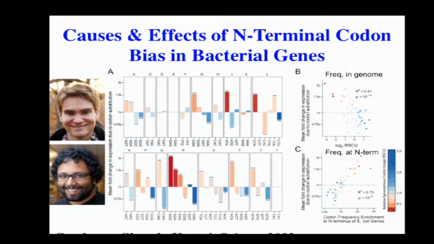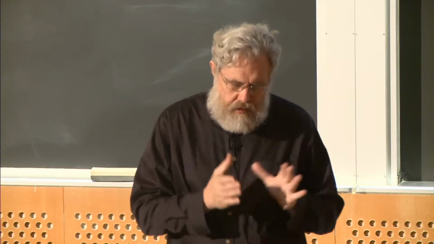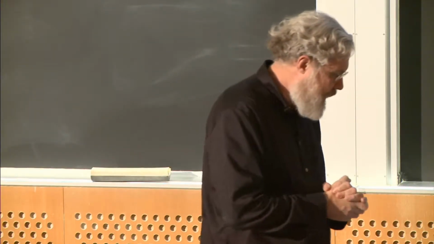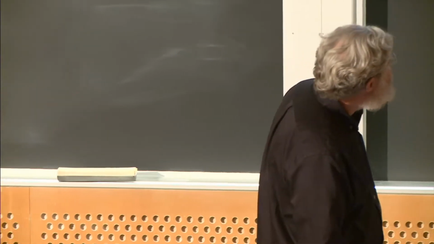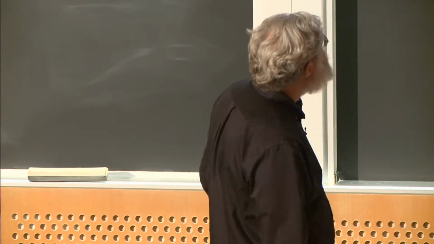And we've separated out, so a lot of them tend to be AT rich, but we can separate out that component. We can separate out things like ribosome binding sites, which are AG rich. And there's just a general trend where rare codons help expression if they're at the beginning of the gene. And you can find that out from this kind of experiment.